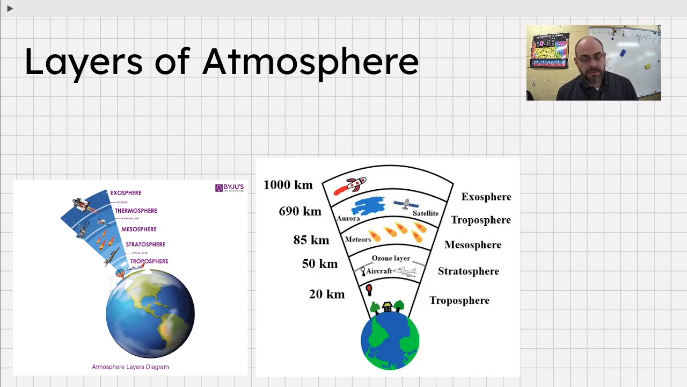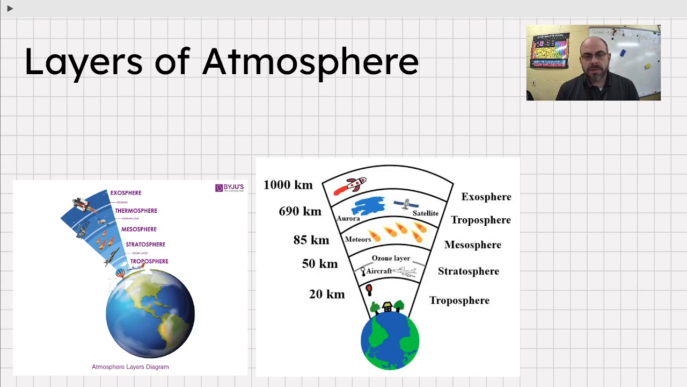The mesosphere, meso's middle. You can see it's in the middle. Mesosphere, 50 to 80 or so. This is the coldest layer. This is where meteors typically burn up in the mesosphere. Temperature decreases with altitude. And again, so you have these different layers of temperature, which we're going to look at.